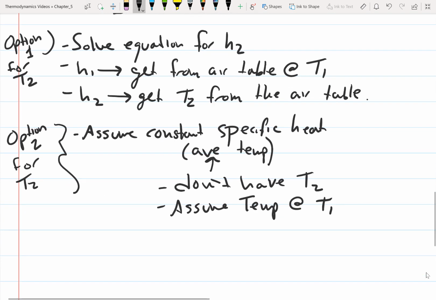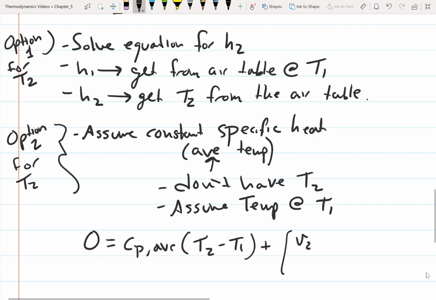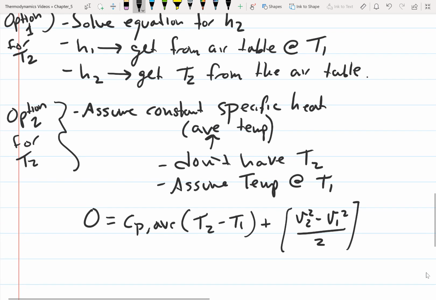So if we use specific heats, we're going to have an equation that looks like this. So 0 is equal to C sub P average times T2 minus T1 plus V2 squared minus V1 squared over 2. And then we would just solve this directly for T2. And instead of putting average here, I'm going to say this is C sub P at T1, which I'm just going to put the temperature.